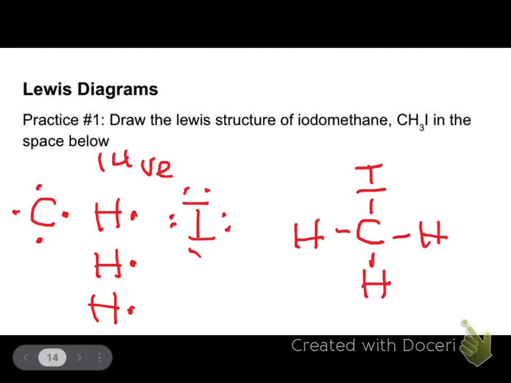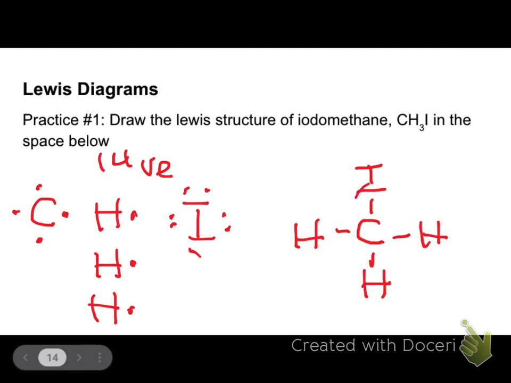So each bond counts for 2, and it counts for 2 electrons for each atom that it's connected to, because remember, they are sharing these. So if we look at hydrogen, this hydrogen has 2 in that bond, and this hydrogen has 2 in that bond. So the hydrogens are happy. They have 2. Then we go to the carbon atom. We count 2, 4, 6, and 8. Does carbon have 8? Yes, so carbon is happy. Carbon does not need any lone pairs.